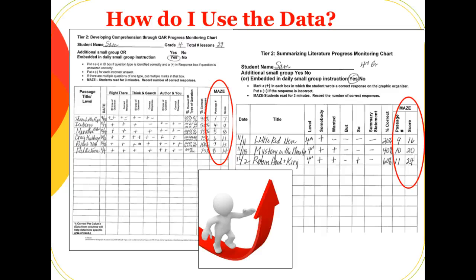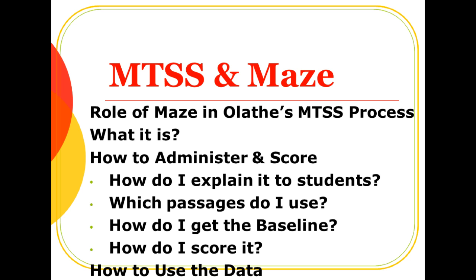What I'm looking for on the Maze passages is, is the score increasing? So I can see, are the interventions having a positive effect on the students? So I want to be able to look at both pieces. How are they doing in the intervention? And then how are they doing in general with the comprehension? What I'm hoping that you left this screencast with is understanding a little bit more about Maze and MTSS, why we're doing it, and how to go about administering it to your students.